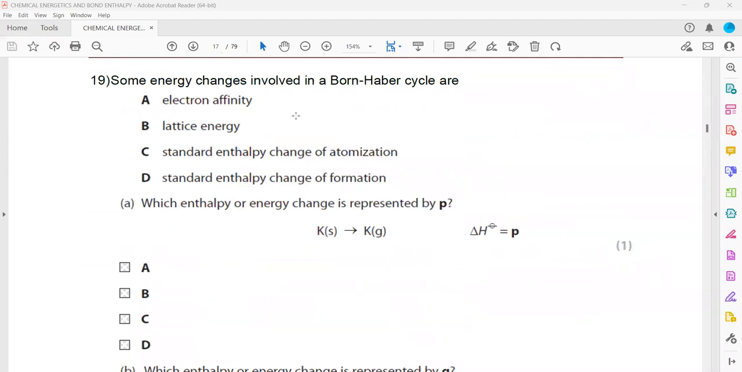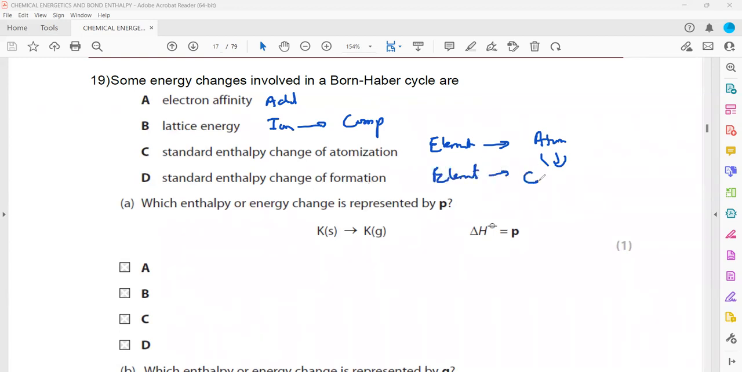Next, some energy changes are involved in a Born-Haber cycle. In a Born-Haber cycle, normally we use it to work out the enthalpy change or lattice energy. Electron affinity, lattice energy. Affinity means when an electron is added. Lattice energy means when ions form a compound. Atomization means when an element in any other state forms atoms in a gaseous state. When an element forms an atom, we call it atomization. And standard enthalpy change of formation means when elements form a compound.